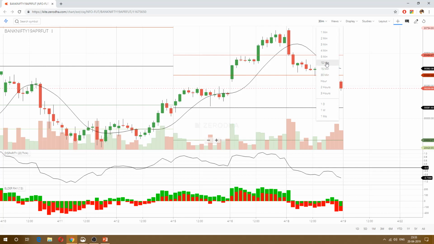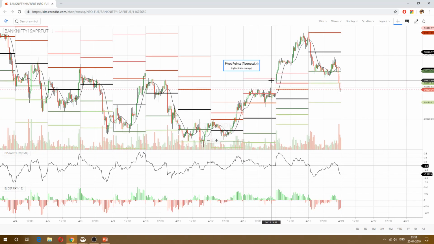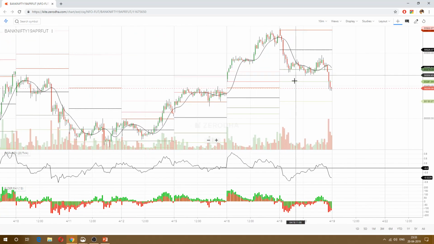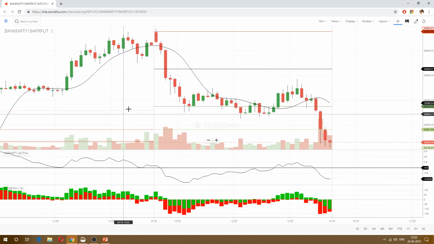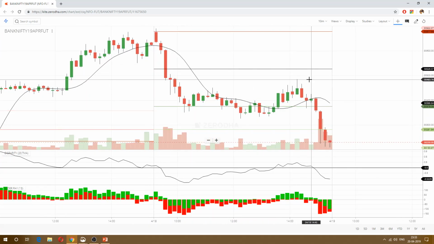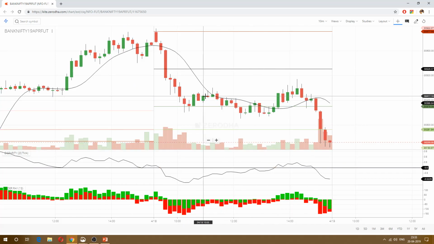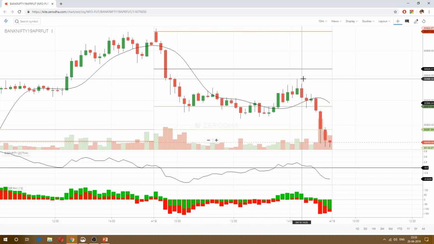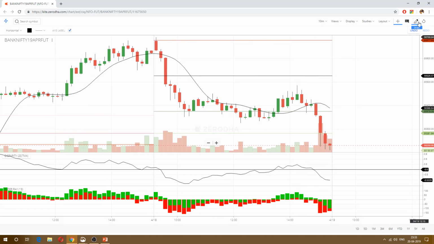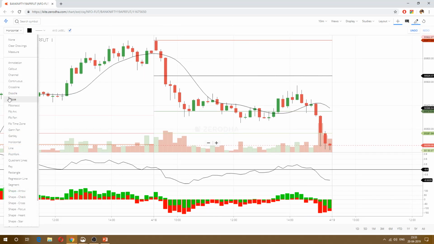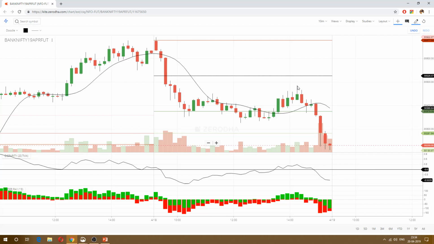Okay, I need to find. Yeah, this is perfect. On 18th April, price came down on bank nifty and then it went up, but here at this particular area it got rejected, right? This particular area it got rejected.